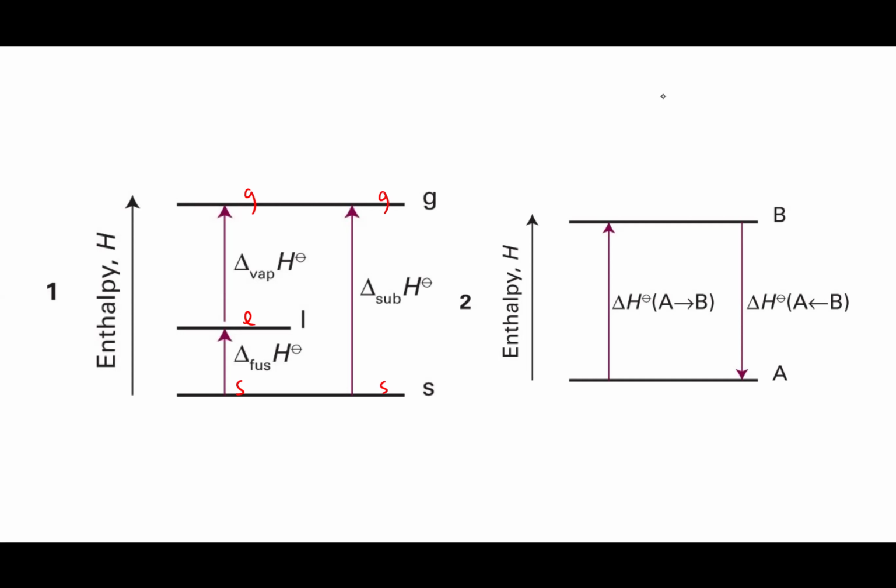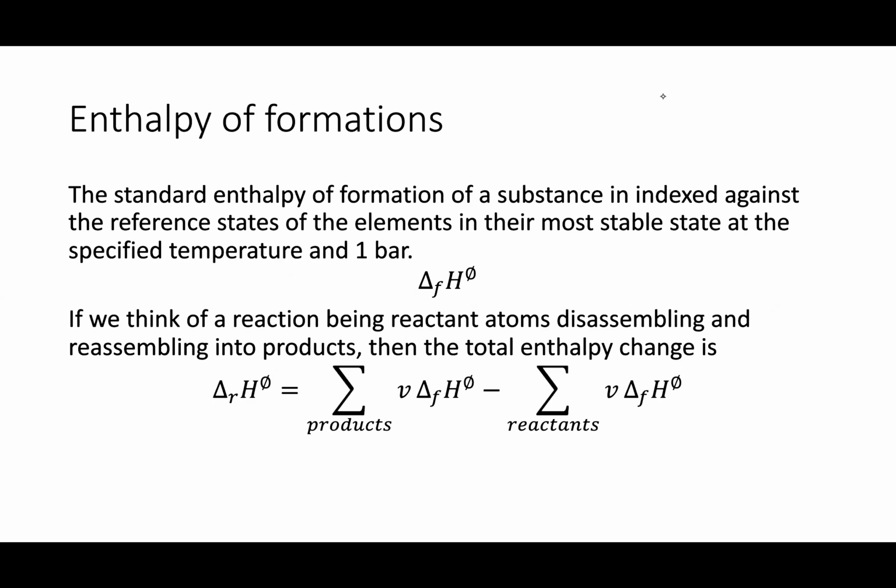And since it's a state function, if we have a reaction going from A to B, it should be the same magnitude, but the opposite sign of the reverse reaction going from B to A. Same magnitude, different sign, either positive or negative. Nothing super new here.